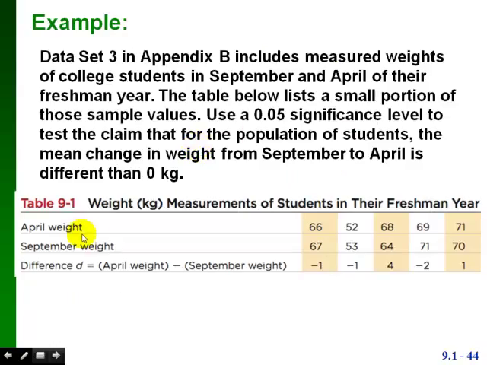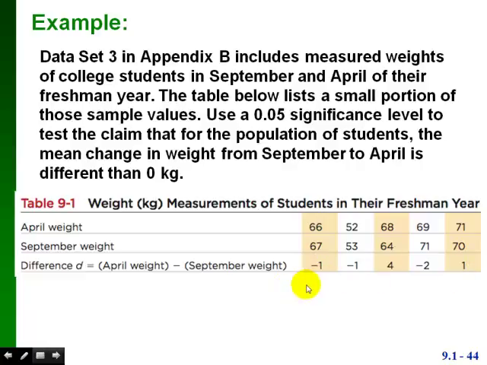Here's an example. This one, they took some college freshmen and weighed them in September and then again in April. That gives us matched pairs because the two weights came from the same person, just at different times. So each of these pairs is related to each other by coming from the same person. So here we would calculate our differences. This is going to be the April minus the September weight for each one of these. So there are differences, and so we're going to calculate statistics from these differences.